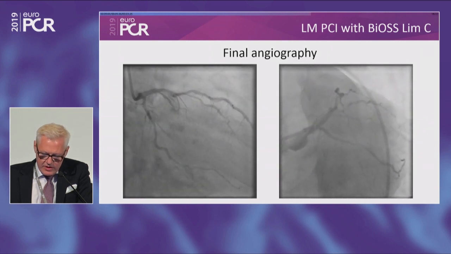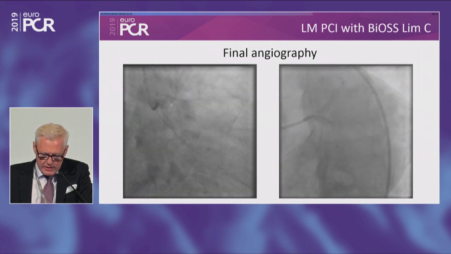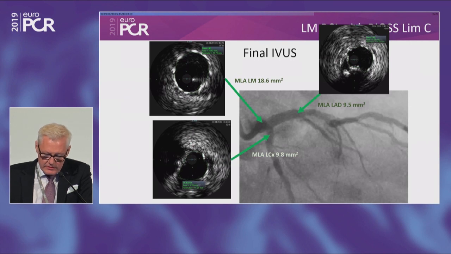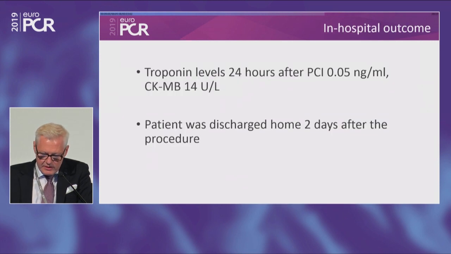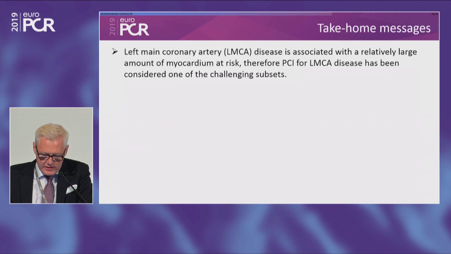This procedure was straightforward, without any problems. The probe is on the table, so I also checked the result in intravascular ultrasound. I was satisfied, of course. Distally, the expansion of the stent was not the same as in the ostium. However, the minimum lumen cross-sectional area was much higher than expected for optimal result of the PCI. In hospital, outcome was good without a significant increase of cardiac markers, and patient was discharged home 2 days later.